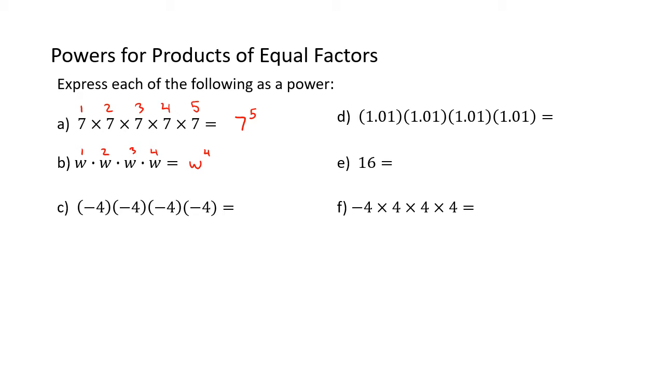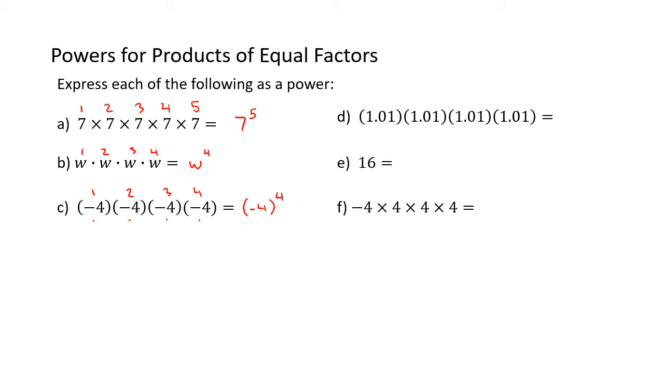In example C, we have negative 4 multiplied 4 times. It's important to note that it's negative 4 in brackets. Every number here has the same negative sign, so it's the same number. That means the base is actually negative 4. I'm putting brackets around it because that emphasizes that the whole number, negative 4, is the base. And it's multiplied 4 times, so it's negative 4 to the exponent 4.